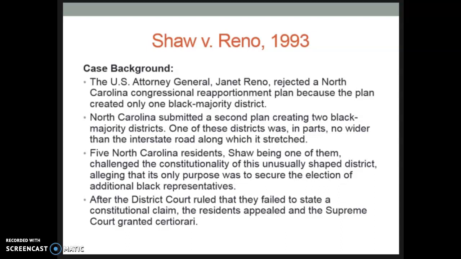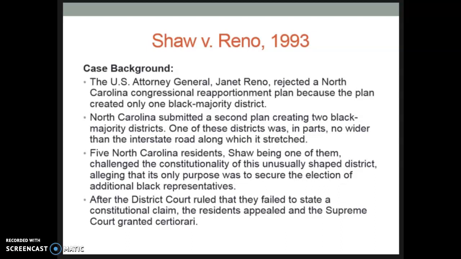All right, so this case, Shaw versus Reno, is from 1993, and it's actually from North Carolina. So this is a North Carolina case that went all the way up to the U.S. Supreme Court. The U.S. Attorney General at the time was Janet Reno. So whenever a state redraws their congressional districts, they have to submit them to the U.S. Attorney General, and they have to be accepted by that individual to make sure that they're approved and that they're following all of the laws regarding districting, making sure that they're of equal population, things like that.